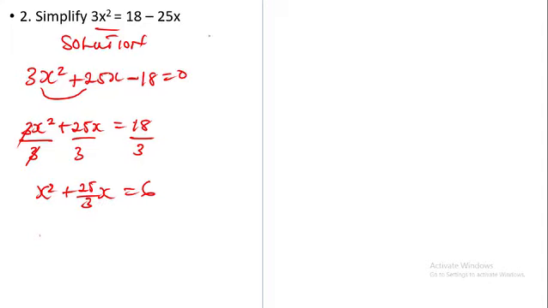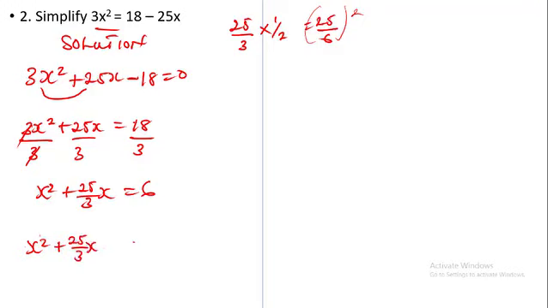Now we are to add to both sides of the equation the square of half of the coefficient of x. The coefficient of x here is 25/3, and half of it is 1/2 times 25/3, which will give us 25/6. 25 times 1 is 25, 2 times 3 is 6. Then we square it and add it to both sides. So we have x² + (25/3)x + (25/6)² equal to 6 + (25/6)².